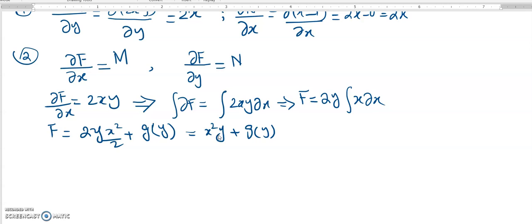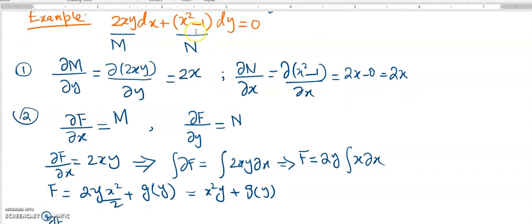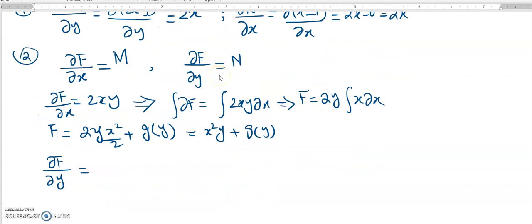To find g of y, we will differentiate this expression with respect to y. Earlier we were differentiating with respect to x, and now we are differentiating with respect to y. Why are we going to do it? Because we already know that the value of partial F over partial y is equal to this N function. So if we differentiate this function with respect to y and equate it with the known N function, we can find the value of g of y.